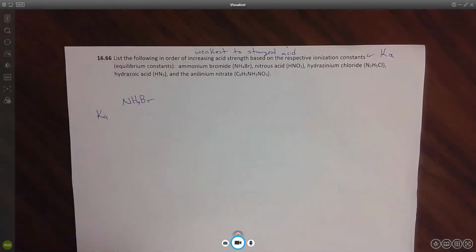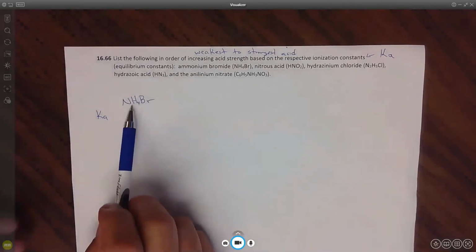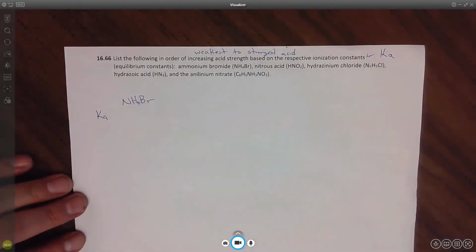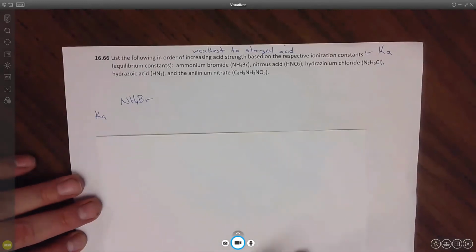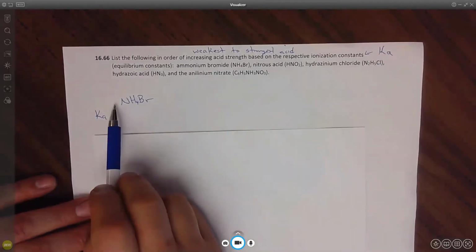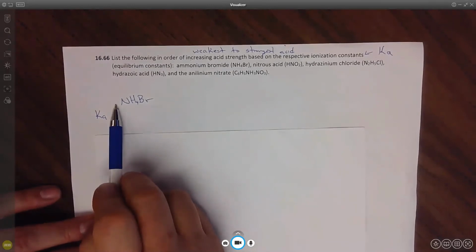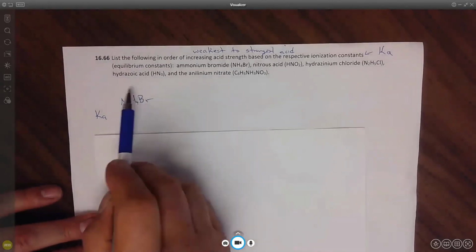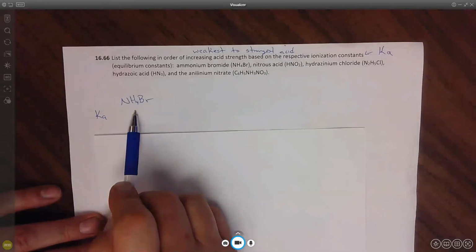Would you classify this as an acid, base, or salt? Anna, what do you think? Ammonium bromide, is it an acid, base, or salt? I think it's a salt. Okay, so it's ionic, right? It contains a polyatomic ion and another nonmetal, which will be the anion. It has no H's out front, so we don't recognize it immediately as an acid. That doesn't mean it isn't. We could look it up and see if this has a Ka value. It doesn't. So you would look it up and you'd find that it has no Ka value.